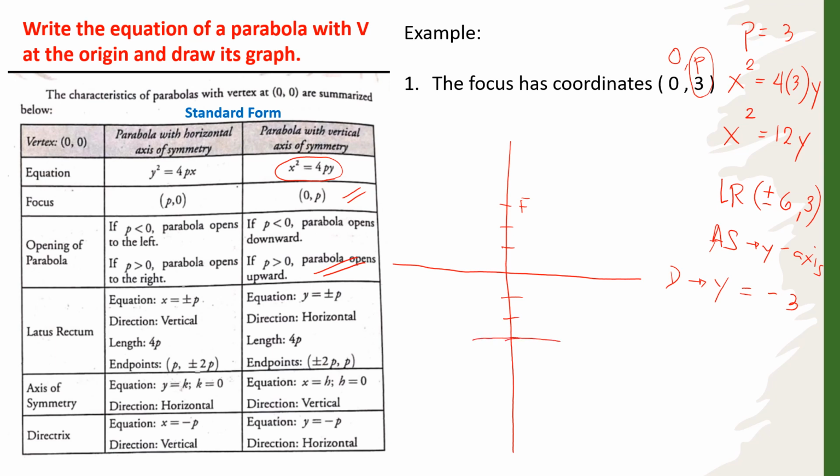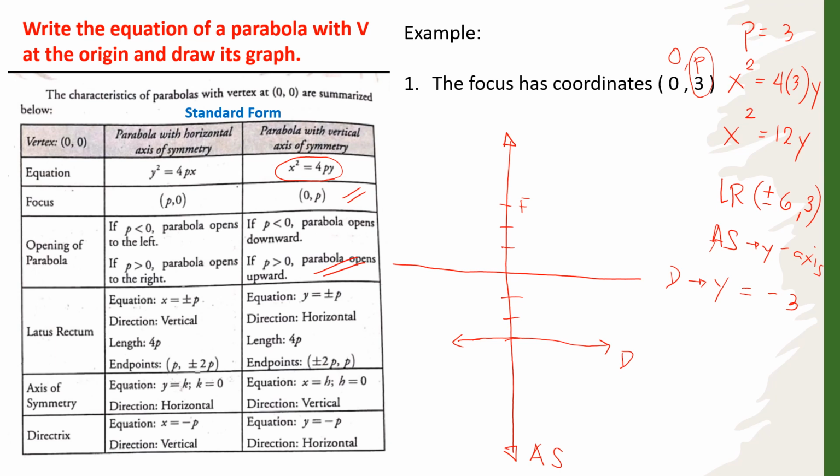At syempre pa, this line will serve as our directrix, y equals negative 3. The axis of symmetry is the y-axis, sabi natin kanina, ito. So, ito yung ating axis of symmetry. And then, the coordinates of the ends of lattice rectum, plus minus 6, 3.